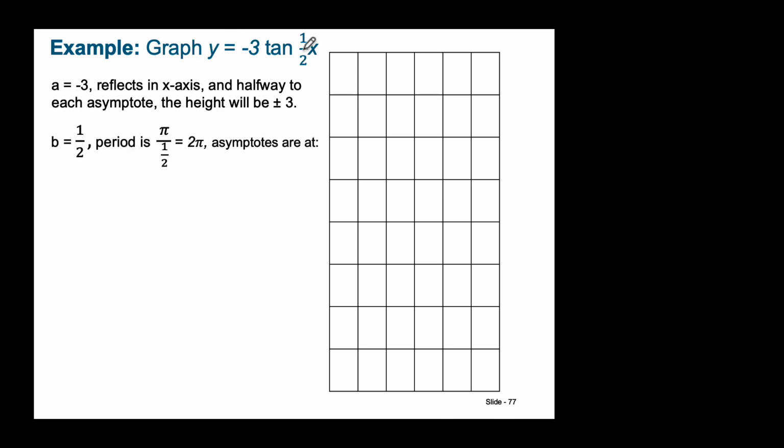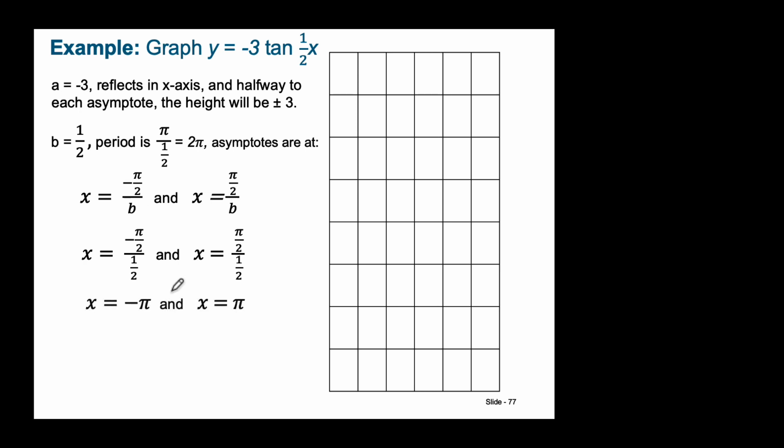B is 1/2, so we take pi and divide it by 1/2. So our new period is 2 pi. What that does is takes our parent function asymptotes and divides them each by b. b is equal to 1/2 in this particular question. Simplify, and we have our new asymptotes represented by the vertical lines x equals negative pi and x equals positive pi. And the distance between these is 2 pi, which is noted right here with the period.